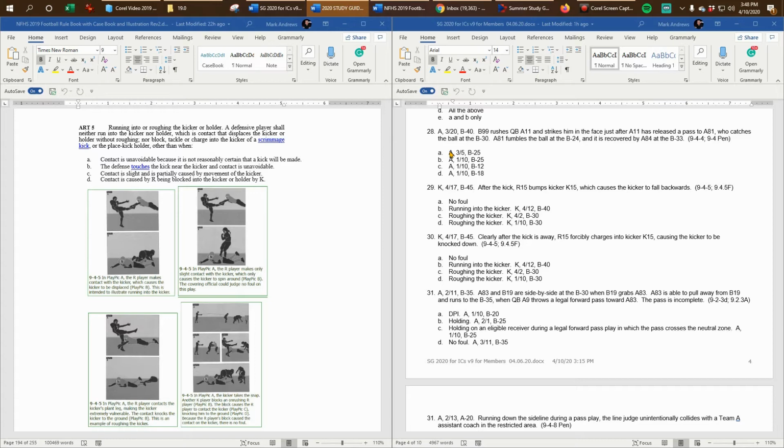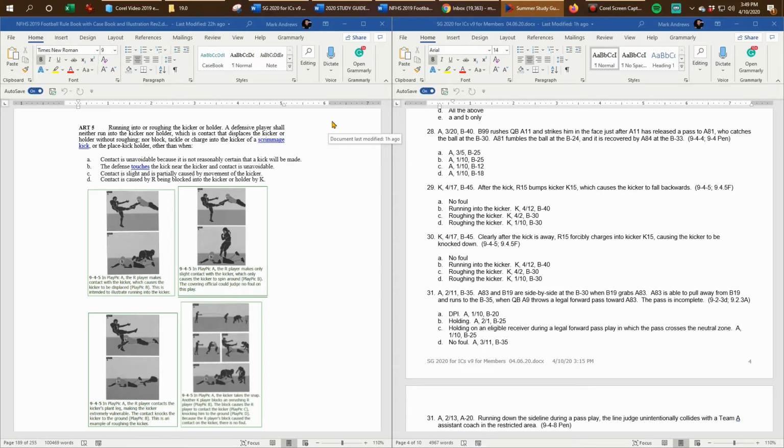So the author is saying this is running into the kicker, which would be a 5-yarder. So we could have K 4th and 12 at the B40, or of course they could just decline the penalty and take the results of the play. All right, move on. Okay, question 30, I'm sorry.